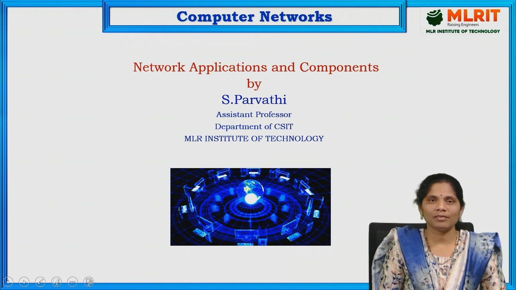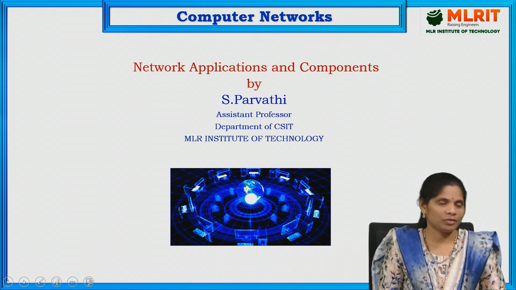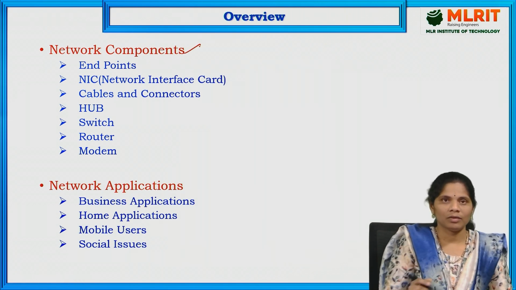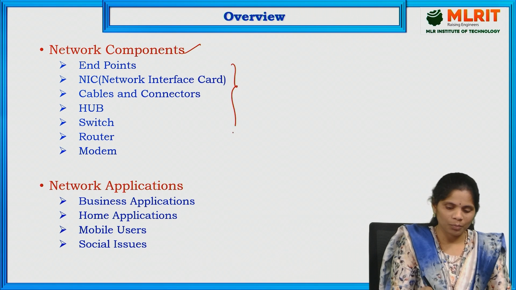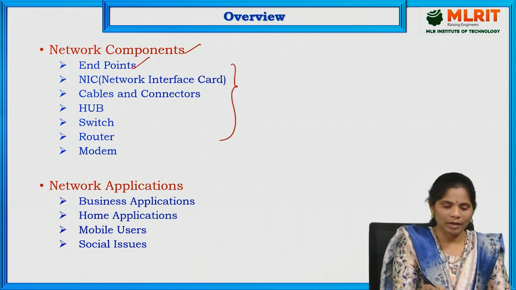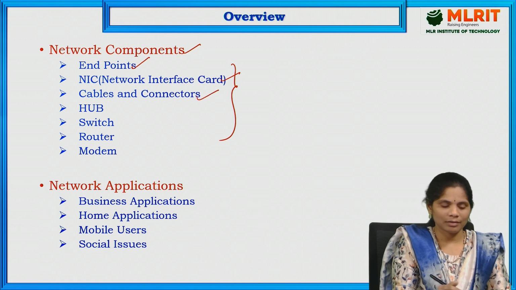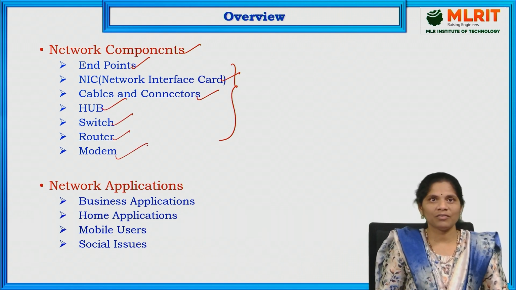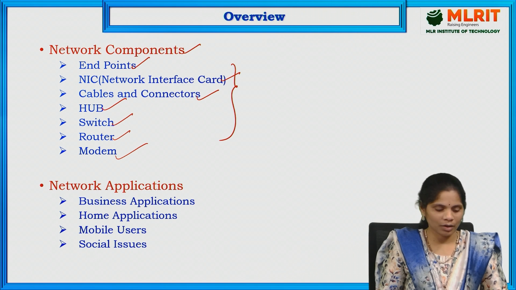In today's session, I am going to discuss network applications and components. Let us see the overview of today's session. First, I am going to discuss network components. These are the different types of network components we are using in computer networks: endpoints, NIC, cables and connectors, hub, switch, router, modem.